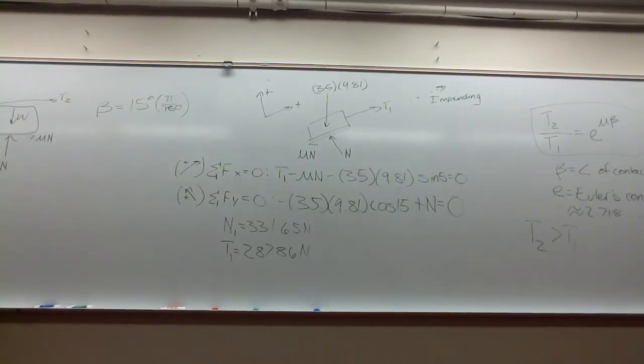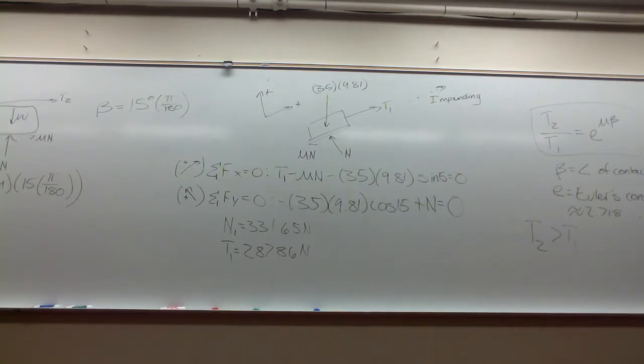Okay, so to overcome that frictional force on the ground, this tension, T2, has to be larger than T1, because that coefficient of static friction is so much bigger than between the log or the rock and the rope. All right, so we have T2 over T1, and that equals e raised to the mu times beta. So who can solve for what T2 is equal to?